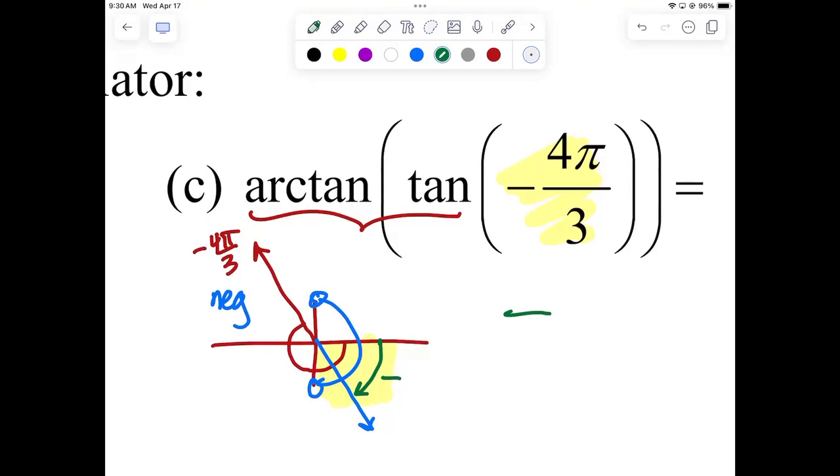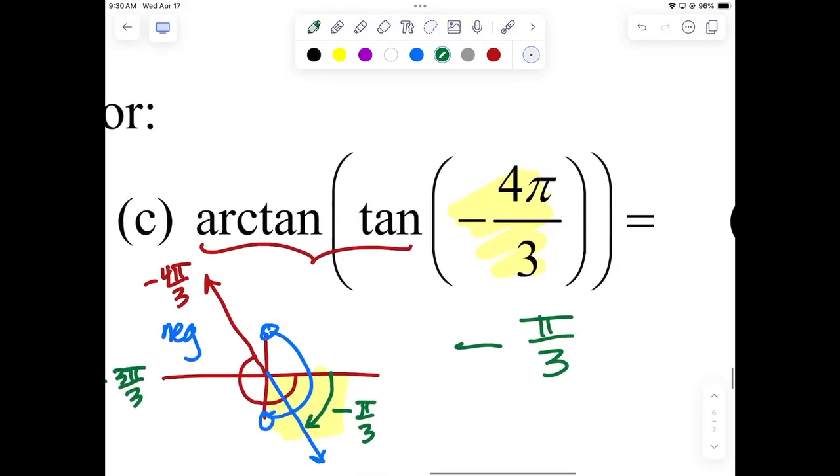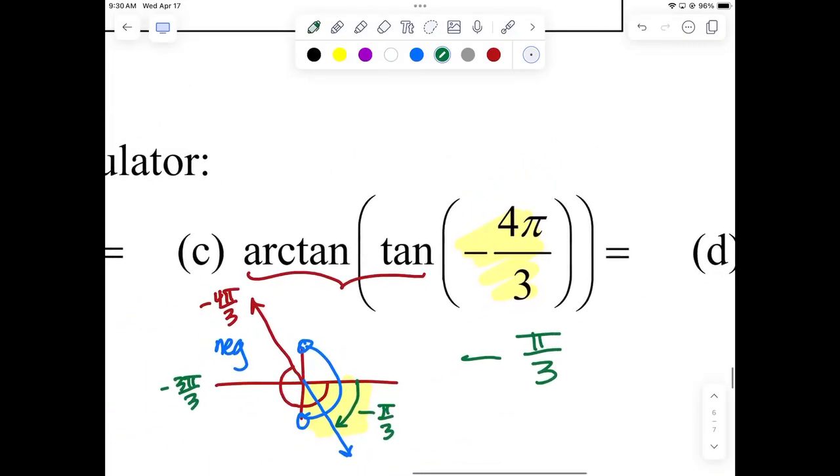Yes? And what's the reference angle for 4 pi thirds? Just pi thirds. Yeah. Because this is negative 3 pi thirds, remember. So the reference angle is pi thirds, so we just go down negative pi thirds, and we're there. See? It's fun easy. It makes you think a little bit, which is the whole purpose of this class.